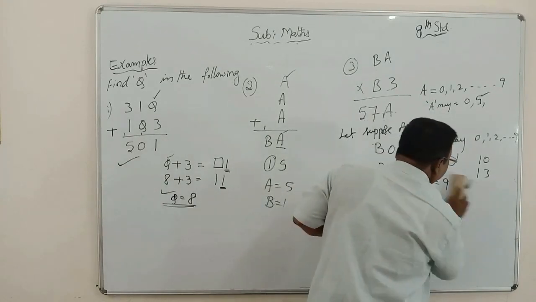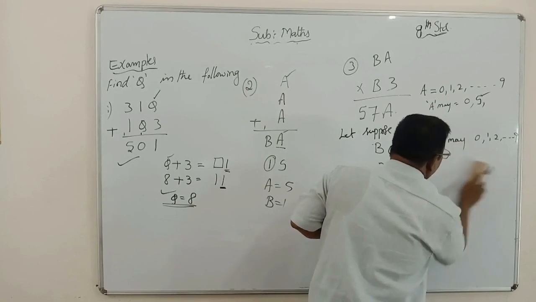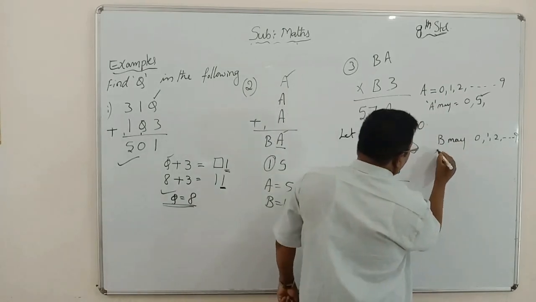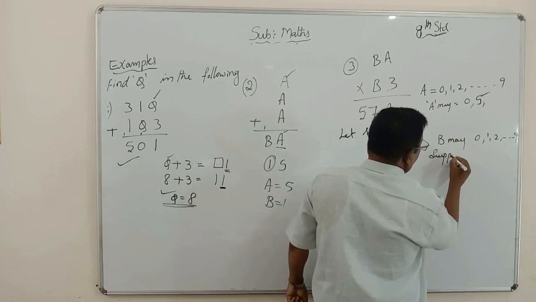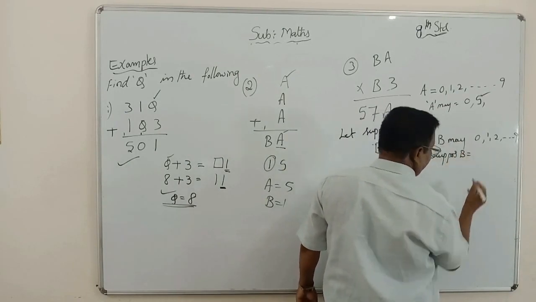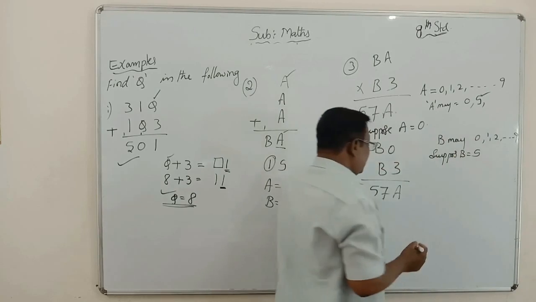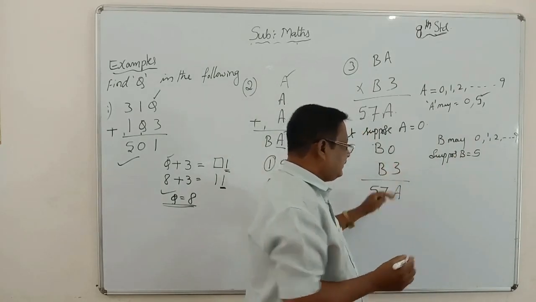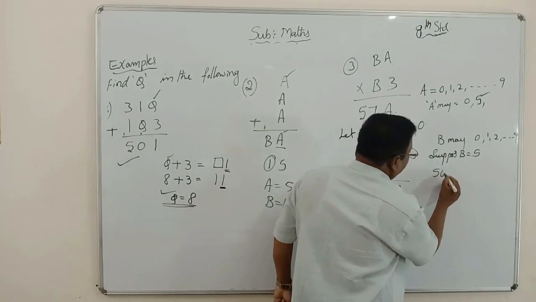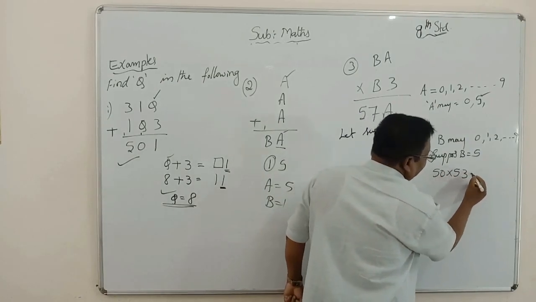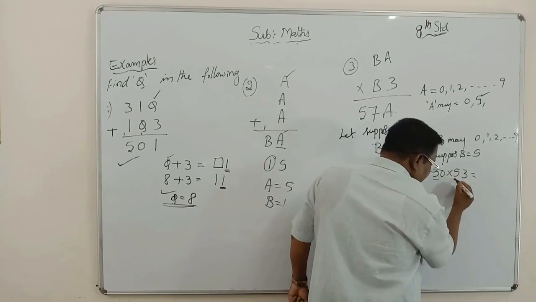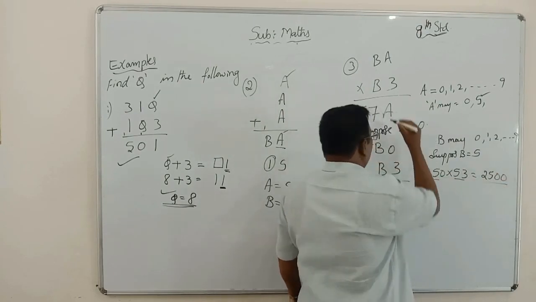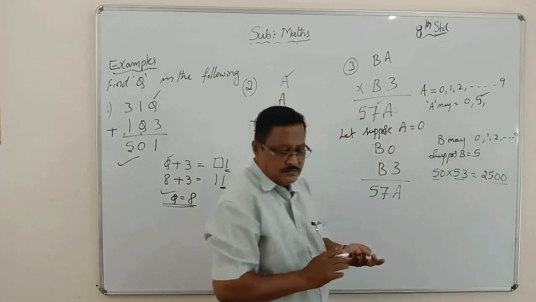It means, suppose B is equal to 5. 5 means this is 50. 50 into 53. This is 50, 50 means 2500. This is more compared to 570.